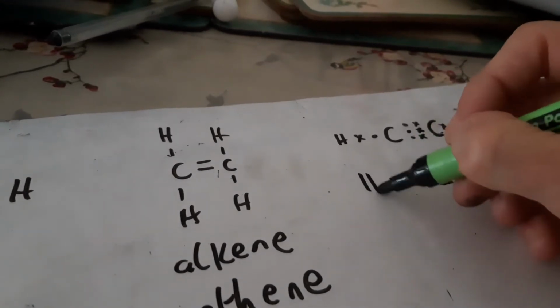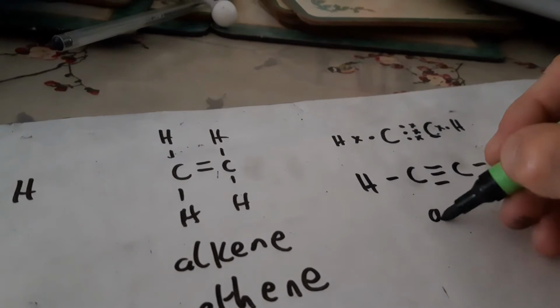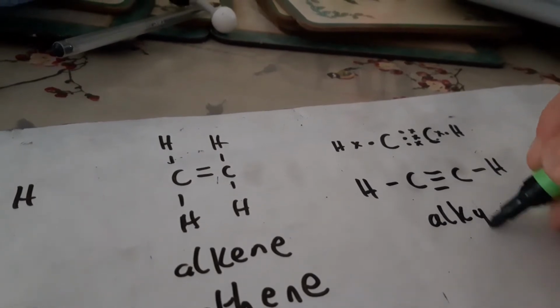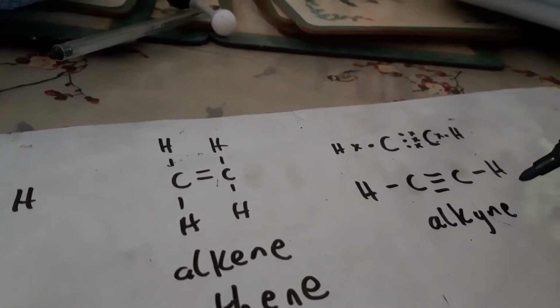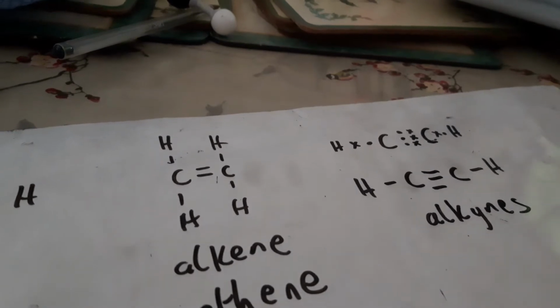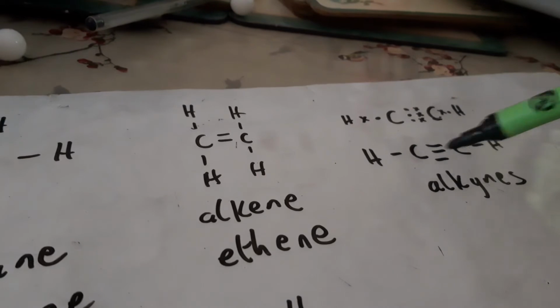And surprise, surprise, it's a new functional group. And this time they're called alkynes. Yeah, I know. Alkenes, alkanes, alkynes. Confusing, isn't it? But hey, that's the last one we need to know. So triple bond there, alkynes.